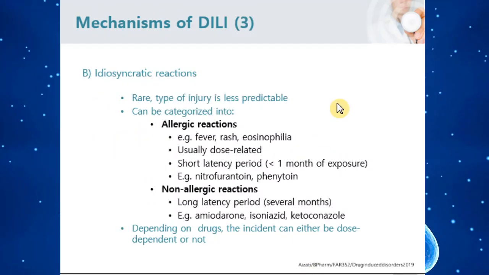Idiosyncratic reactions are less predictable and quite rare. They can be categorized into allergic or non-allergic reactions. For allergic reactions, it is usually not dose-related. The patient might have fever, rash, eosinophilia, and it can occur within a short period of the initiation of the drug. Examples are nitrofurantoin and phenytoin. For non-allergic reactions, it can take a longer time to develop, like the use of long-term amiodarone, isoniazid, or ketoconazole.